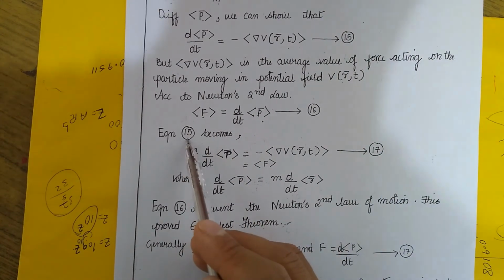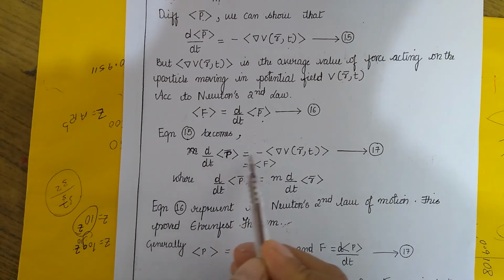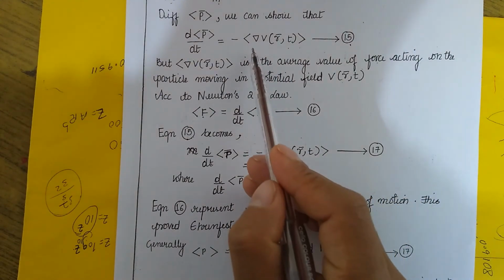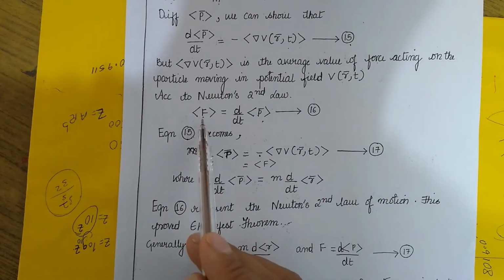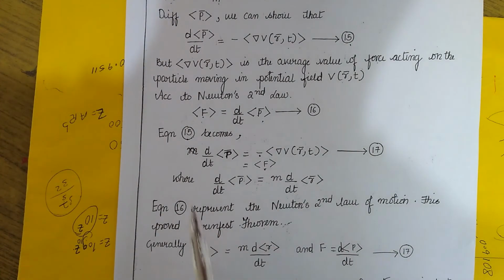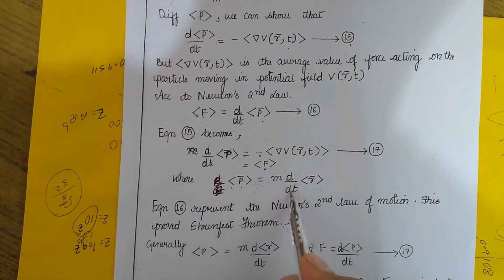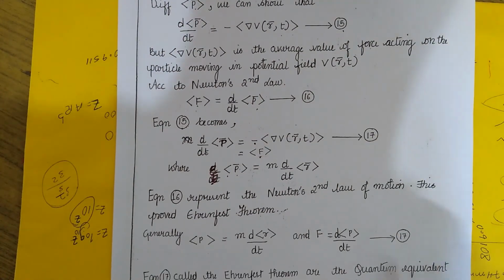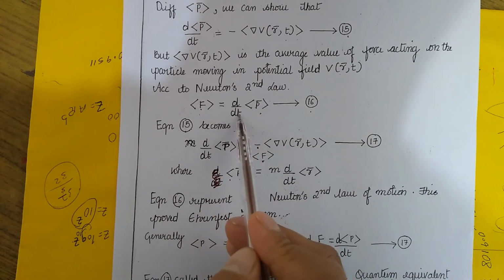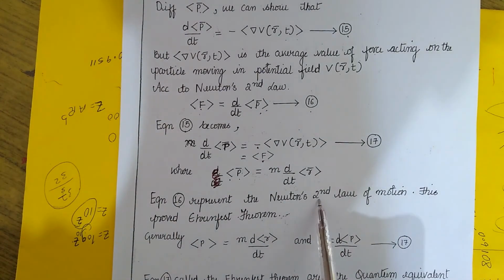And here, equation 15. Now equation 15 becomes d of dt of p is equal to minus this term. So instead of this term, we are going to put the value of force. So here this is your expectation value of force. Simply, expectation of p is equal to m d r of dt. These are simple simplifications. So this is your equation 16. Force is equal to dp of dt, which is Newton's second law of motion. So equation 16 represents Newton's second law of motion.